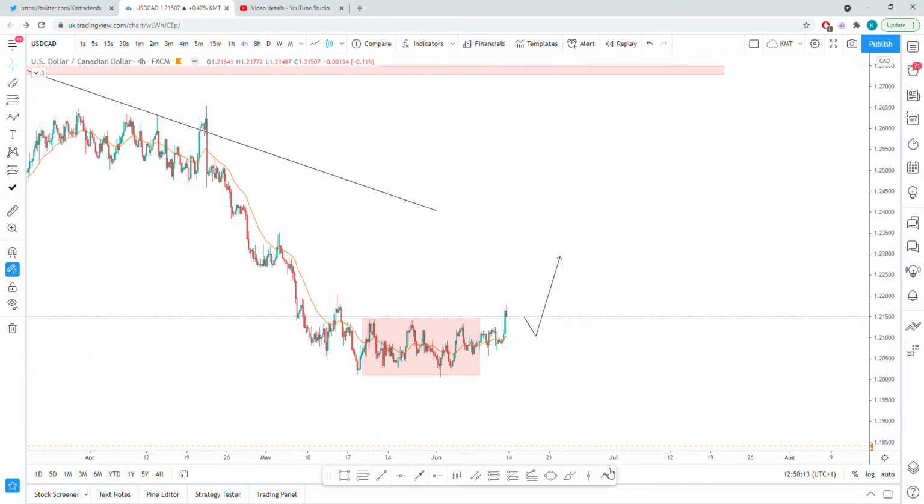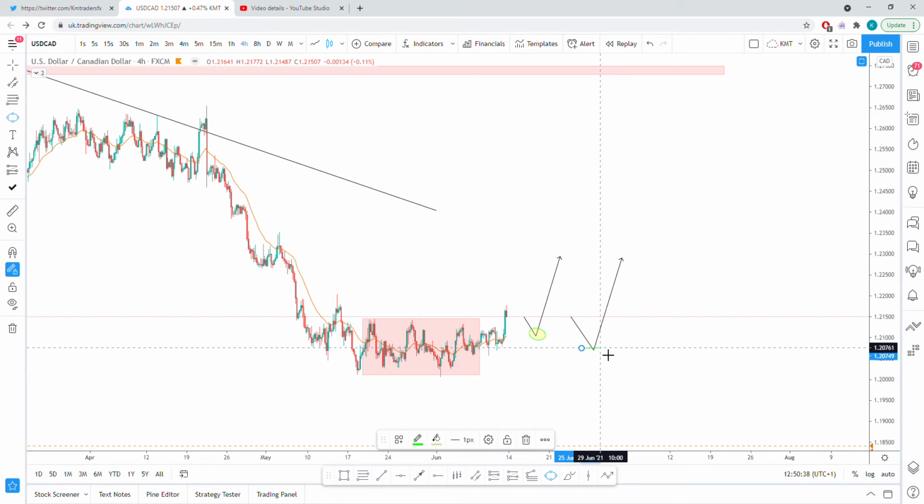But ultimately, if we do see 1.21 fail, then we could expect price to go just a little bit deeper. So we could be looking into 1.205, and essentially as long as we stay above 1.2, we should be quite keen to push up higher. That's pretty much what I'll be looking out for throughout this week.